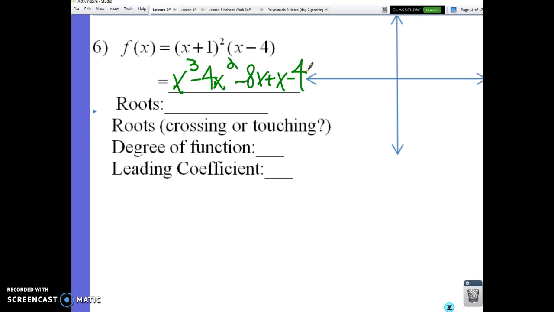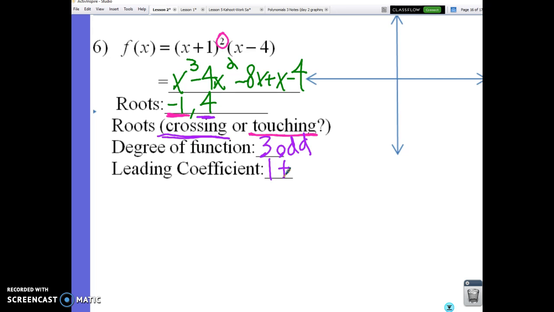Now the roots, those are going to be at -1 and 4. This -1 though, it's got a power of 2. So that's going to be touching. But this 4 right here, that's going to be crossing. So you've got to be careful of those. The degree of the function is 3, so that's odd. And the leading coefficient, that's a positive 1.